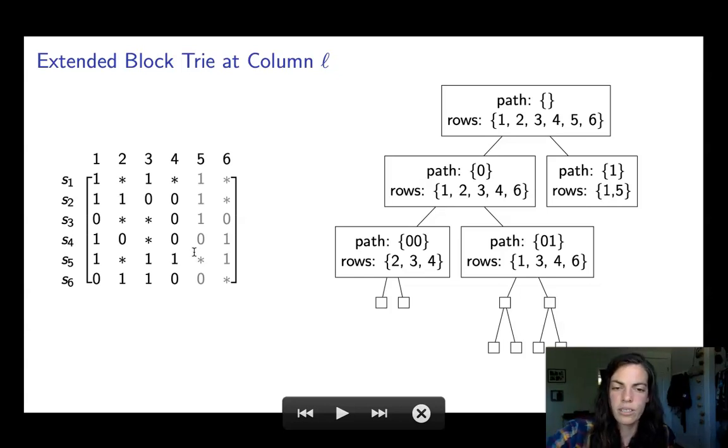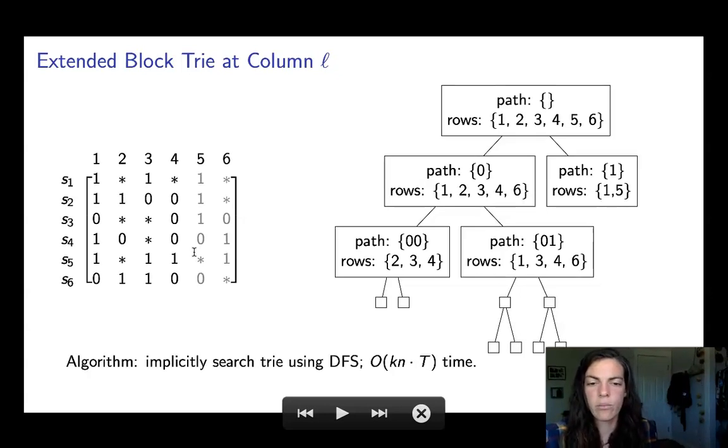In order to implicitly search the trie, we use depth first search, only making a recursive call to explore children if they could lead to a block. We can show that it can only take big O of kn time between blocks, thus the overall runtime is big O of kn times t.